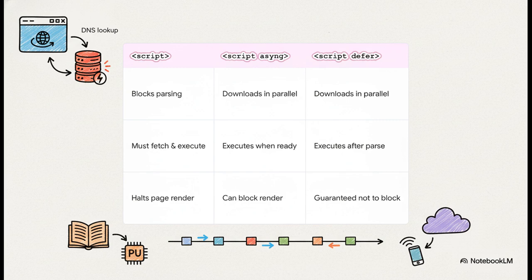You can see here that by adding an async or defer attribute to your script tag, you completely change the browser's behavior. Both allow the script to download in the background without stopping the page from being built. But defer, which you can see in that last column, is often the best choice. It politely waits to run the script until after the page is fully parsed, guaranteeing it won't block that crucial first paint for your user.